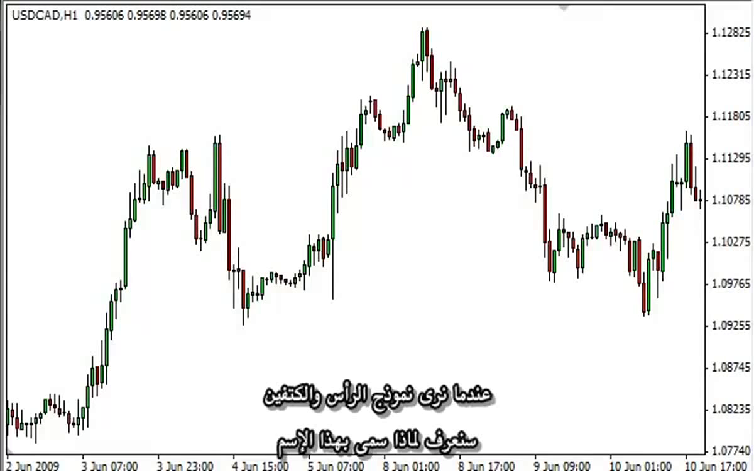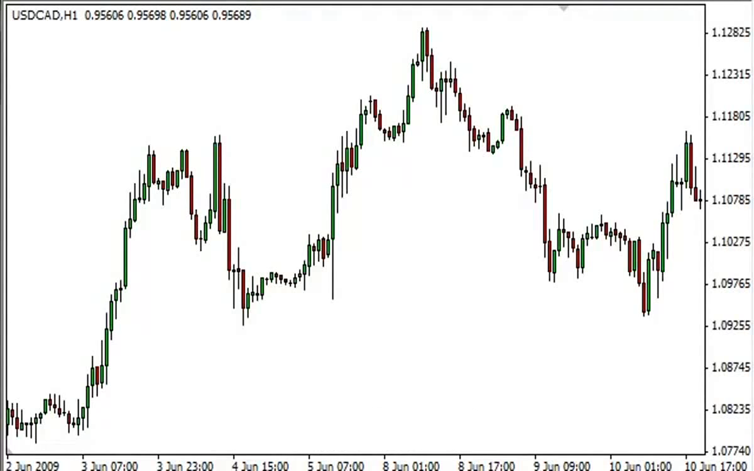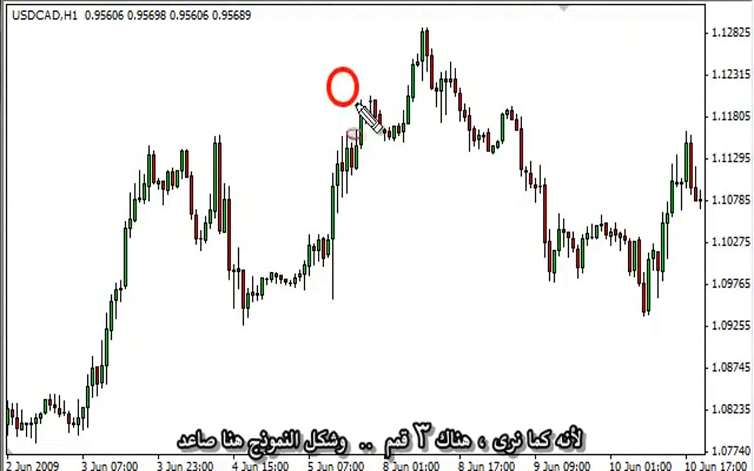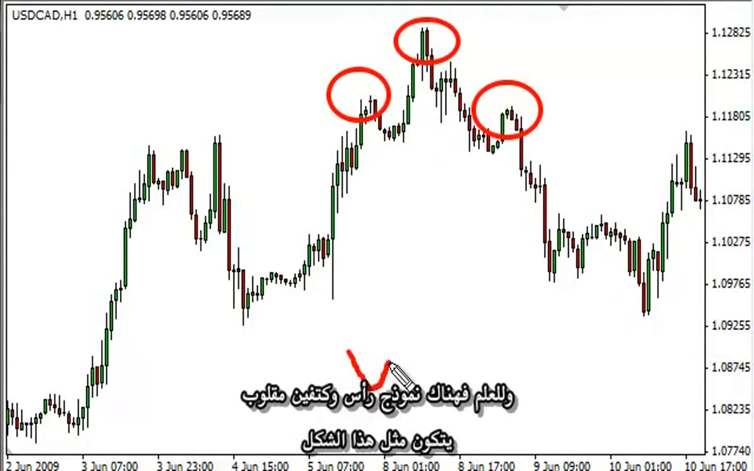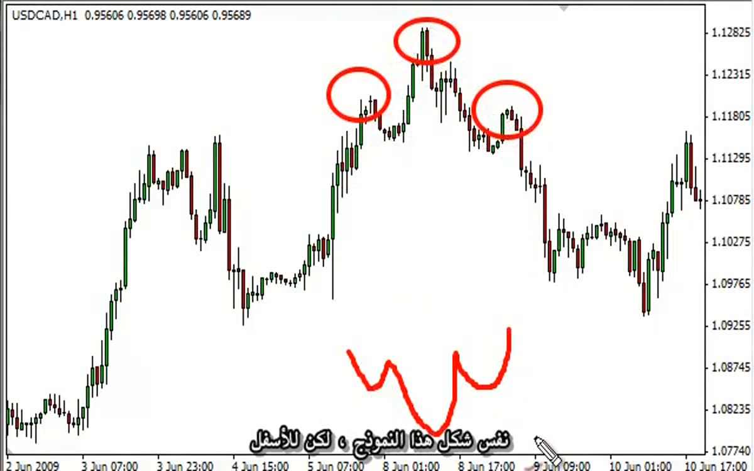When looking at a head and shoulders pattern, it's easy to see why the pattern is named as such, as pointing it out shows that there are three peaks, in this case, in a bullish head and shoulders. But it should also be noted that there are inverse head and shoulders, which are essentially shaped like this. Exact same thing, but upside down.